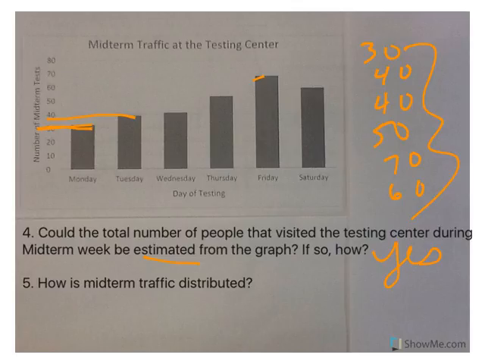We would say, what about 290? We're given that week. We could estimate because we were given the number of tests. We were given the frequency along the side.